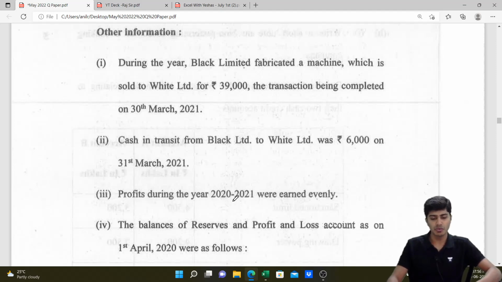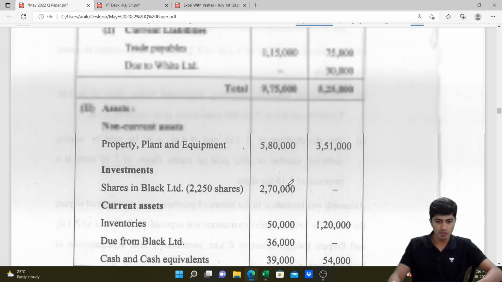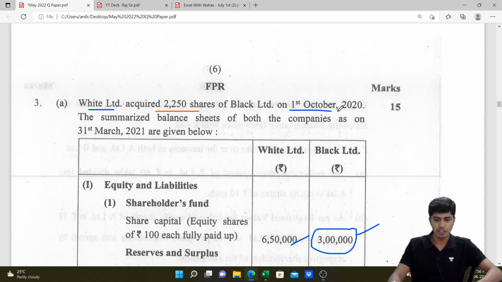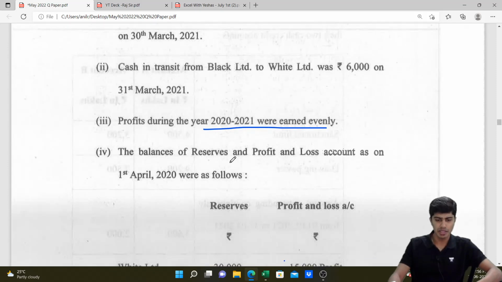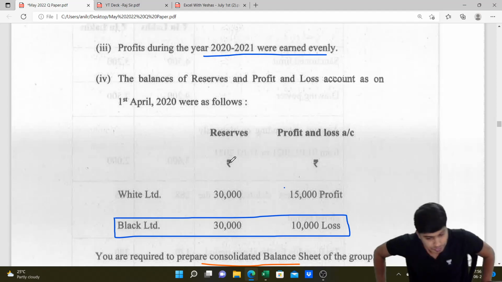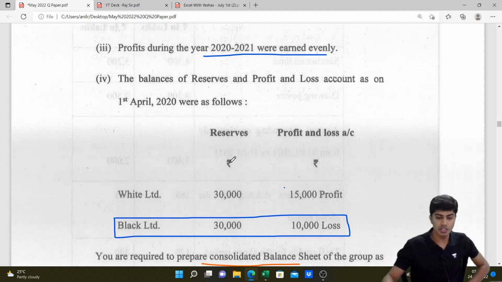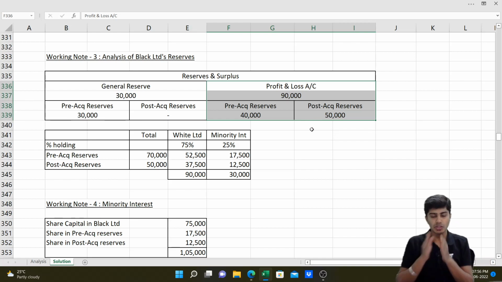Profit during the year 2021 was earned evenly. The point is, profit during the year is earned evenly. So when the profit is earned evenly, what would we do? We would split it based on the months. What is the date on which this acquisition is happening? It's happening on 1st of October. Then we would have to split it equally. The 10,000 loss is as on 1st of April 2020. So after the 10,000 loss, what we've earned after that will be 1 lakh rupees. Now that 1 lakh rupees has to be split between both pre and post, 50-50.